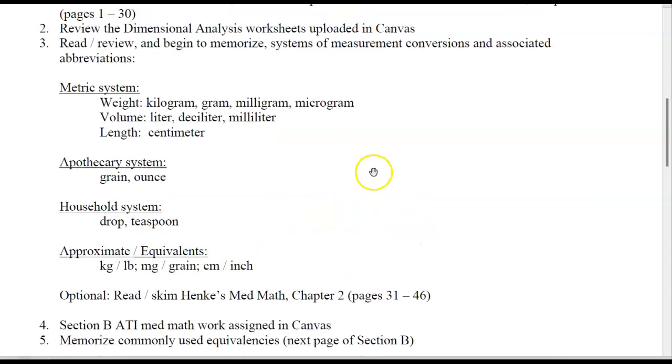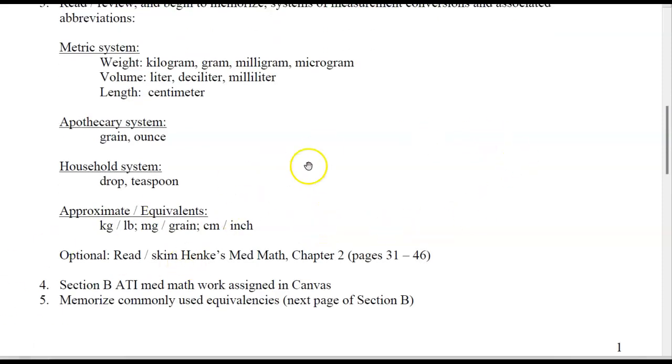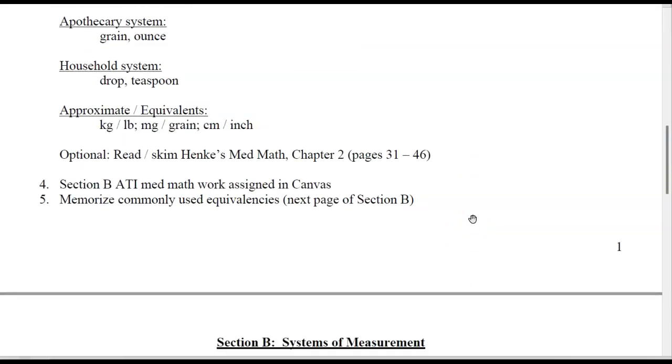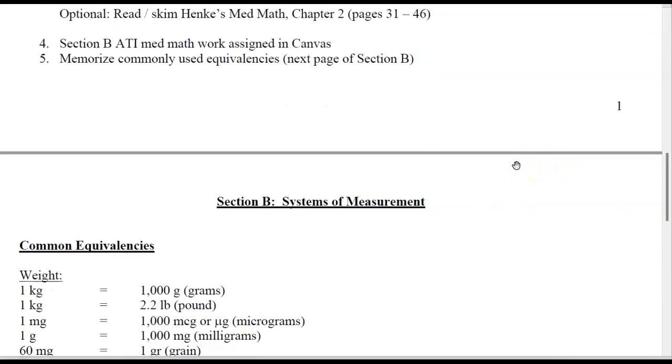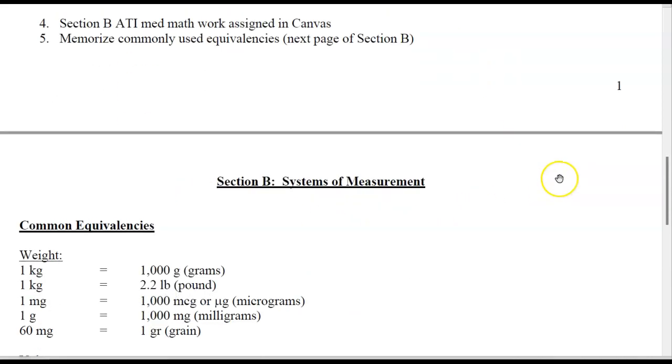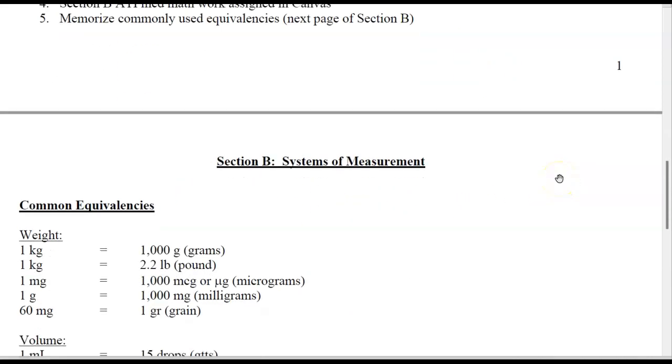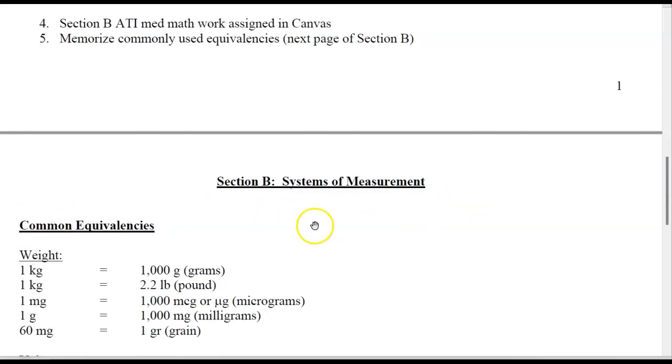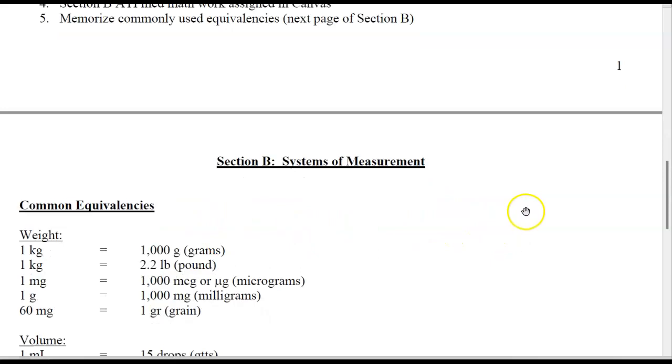You have optional reading, chapter 2, pages 31 to 46 of your calculations textbook. And number 4, section B, ATI MedMath work assigned to you on Canvas. And lastly, memorize commonly used equivalencies, which is going to be on the next page that we're going to talk about. So this is pretty straightforward, so I'm just going to basically read it to you. So these are the things that you want to memorize. This is the list of conversions that you want to know for this course.